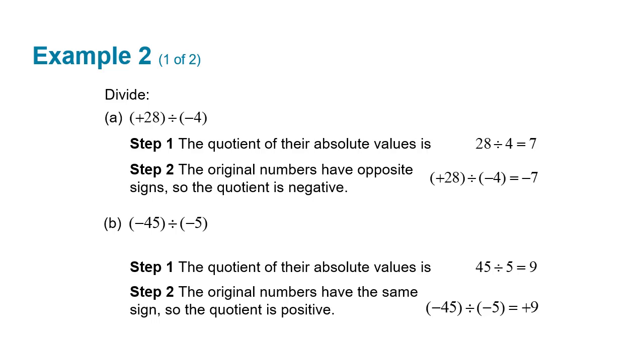So for instance, 28 divided by negative 4, we can just think of it as 28 divided by 4, get an answer of 7, but then we started with opposite signs, one was positive, one was negative, so I know the answer is negative, and it's negative 7. Negative 45 divided by negative 5 is 45 divided by 5, which is 9. They had the same signs, right? They were both negative, so the answer is just positive 9.